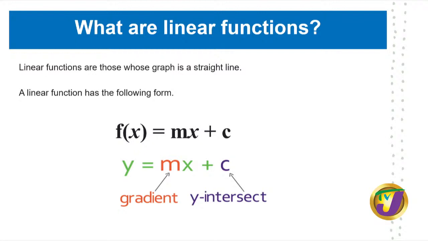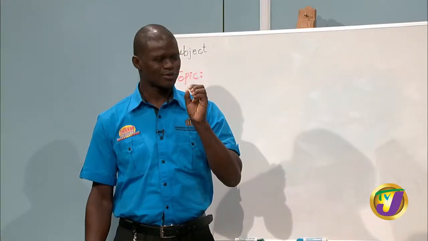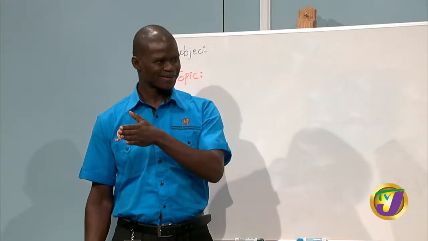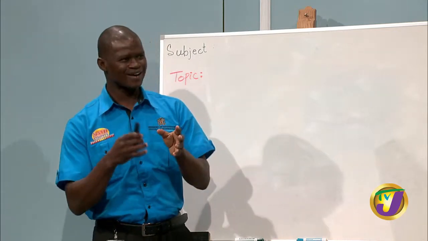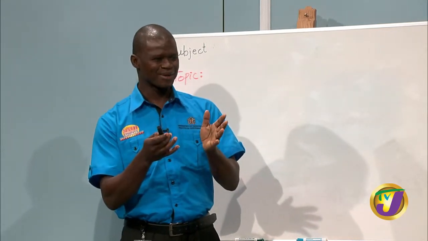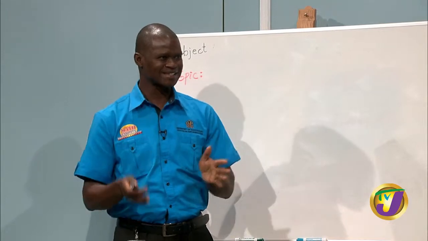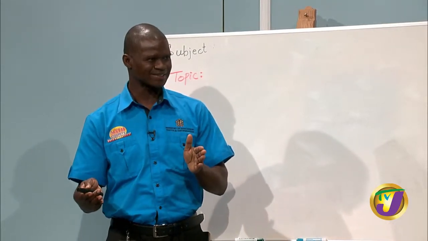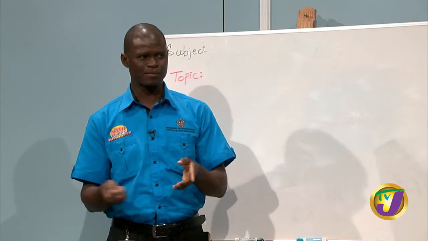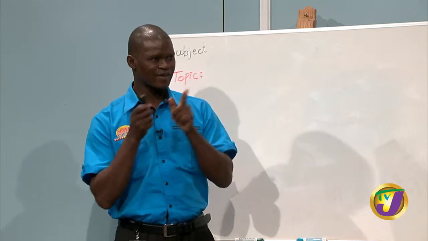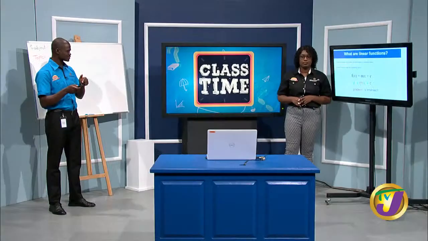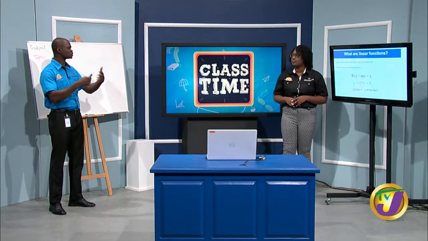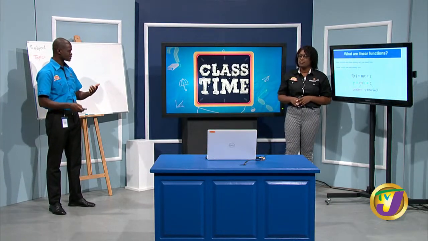We should also note that f of x does not mean f times x. I know students are familiar with the idea that when you don't see a sign between two letters, you know that you're going to multiply. But in this case, f of x does not mean f times x. It is just showing that there's a particular function being carried out on x.